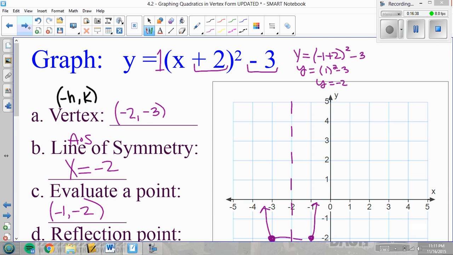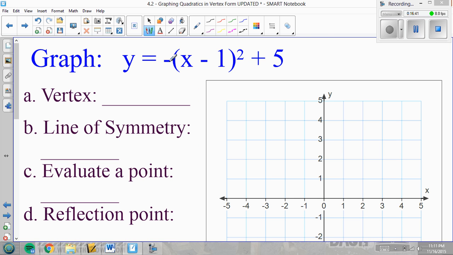Okay, so now I want you to go to the third one, y equals negative parentheses x minus 1 squared plus 5. I want you to do this one at your seat, and it's okay if you get a fraction for this one. Oh wait, nope, that's the last one, sorry. You do not want a fraction for this one, no fractions. So remember your vertex, using the opposite of h, k stays the same.